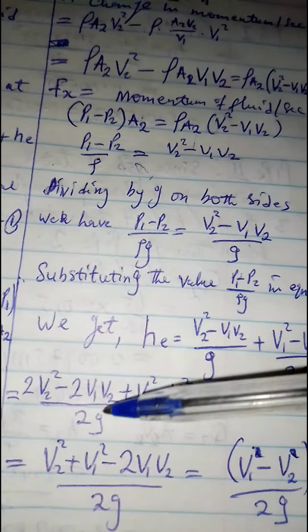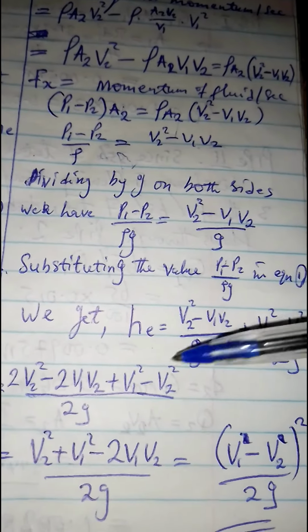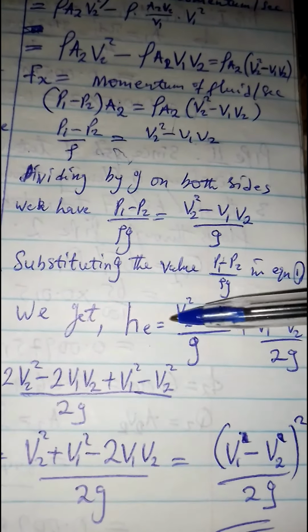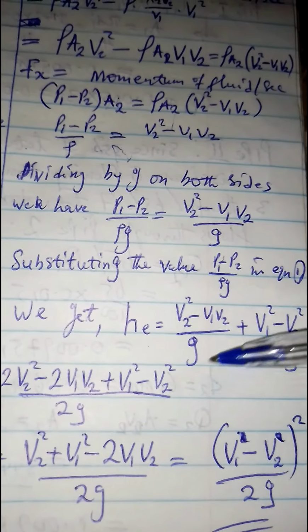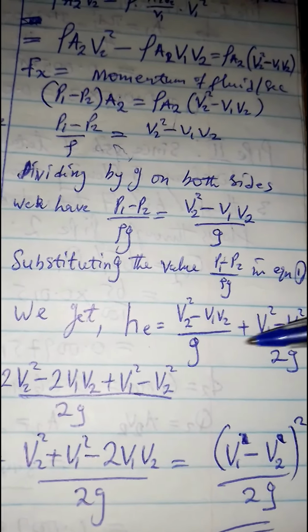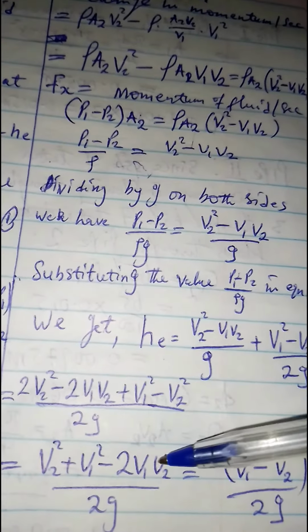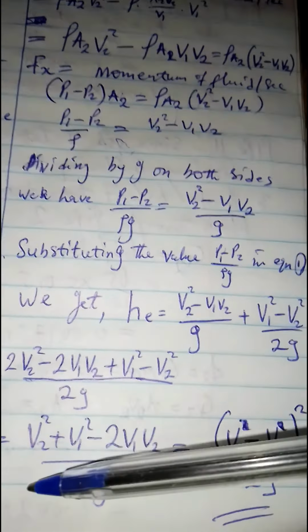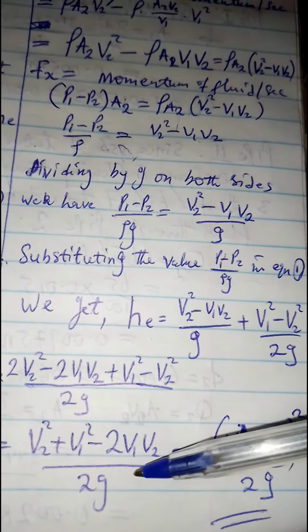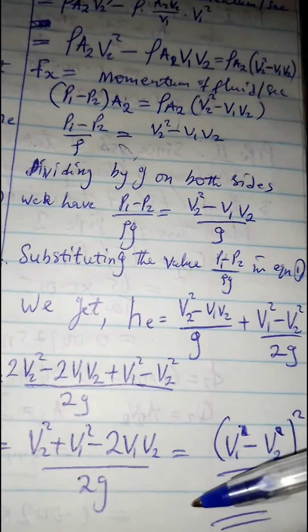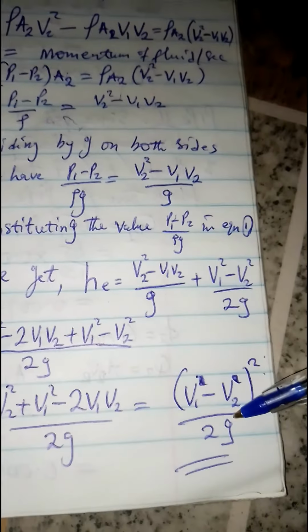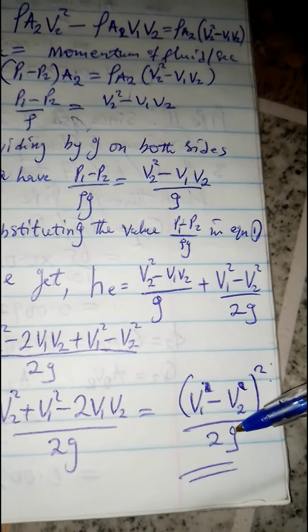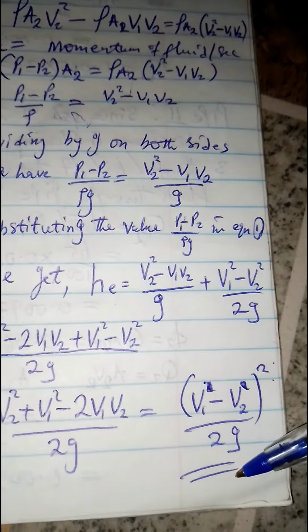So you find the LCM, which is 2g. When g divides 2g, you have to multiply by the numerator, you have this value. Then 2g divided by 2g, you have 1, multiply by the numerator, you have this. You have 2V2 squared minus 2V1 V2 plus V1 squared minus V2 squared, so that you have V2 squared plus V1 squared minus 2V1 V2. So this is an algebraic expression that can be factorized into this form, making it (V1 minus V2) all in bracket squared over 2g.